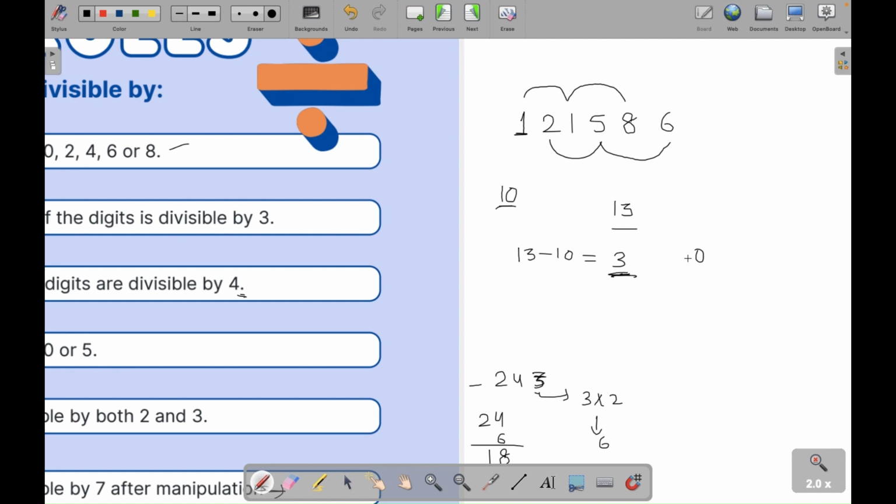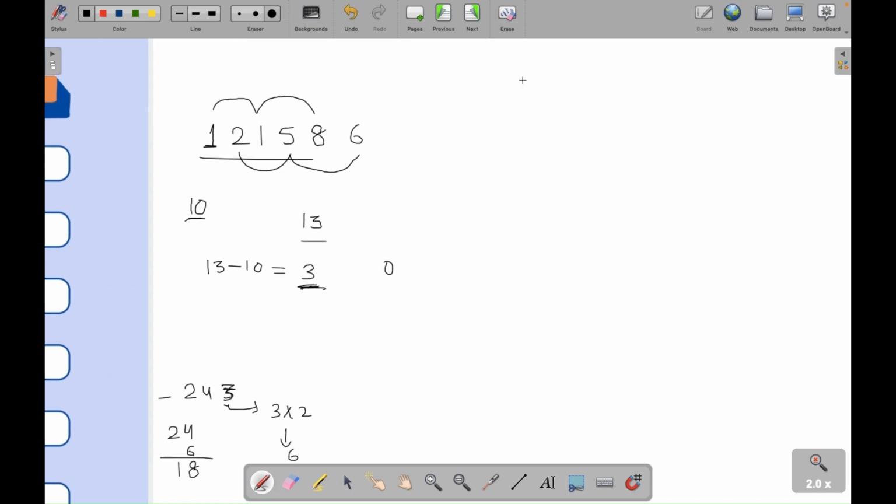Since it is not 0 or a multiple of 11, this number is not divisible by 11. We can also take a number that is divisible by 11 to quickly check this out. So we have 1, 2, 1, 9, 9. Let us take this number.